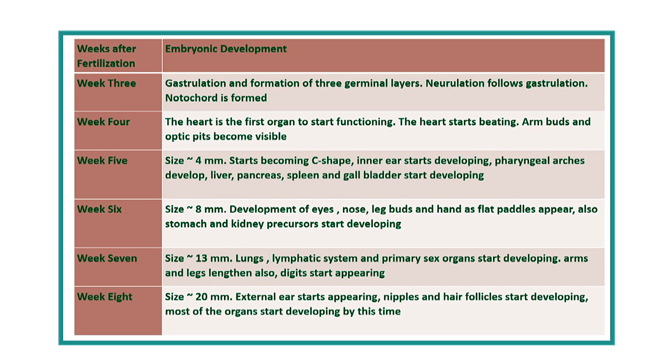In week 7, the size of the embryo becomes 13 millimeters. The lungs, lymphatic system and primary sex organs start developing. Arms and legs also lengthen. Digits start appearing. In week 8, the size of the embryo becomes 20 millimeters. The external ear starts appearing. Nipples and hair follicles start developing. Most of the organs start developing by this time.